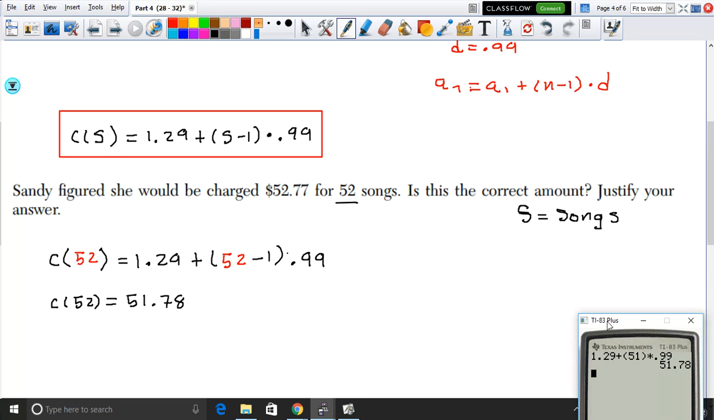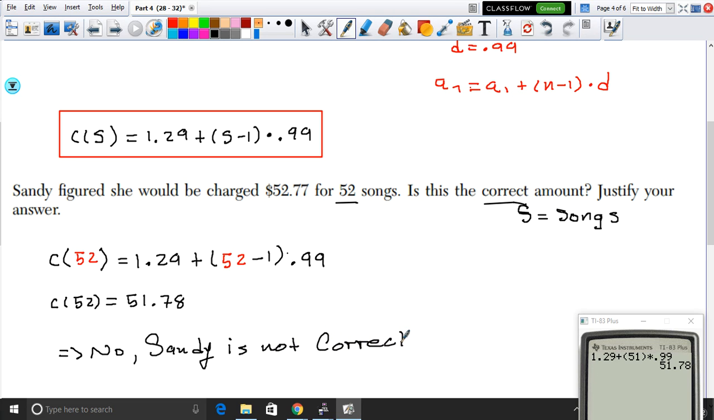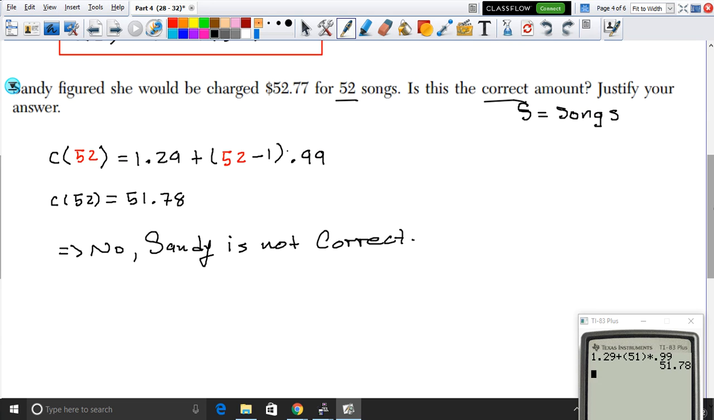So this means that the cost after 52 songs is 51.78. So Sandy said that she will be charged 52.77. So is she correct? No, she's not. Nope, Sandy is not correct. Now it says that we need to justify our answer.